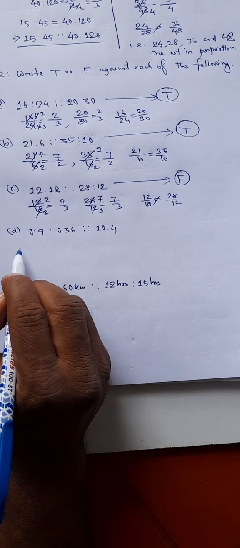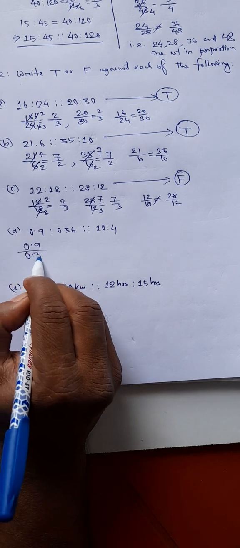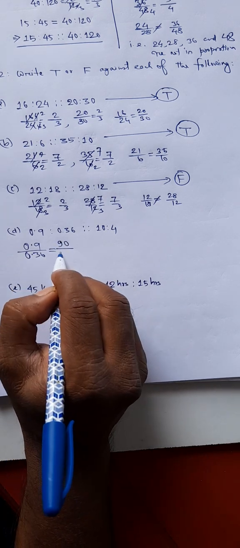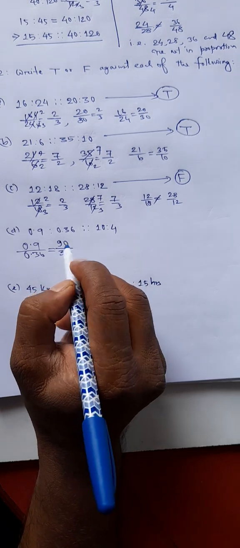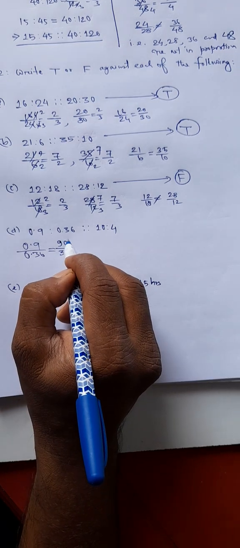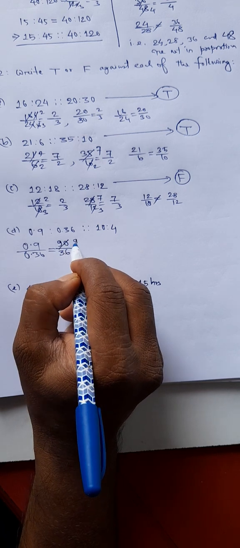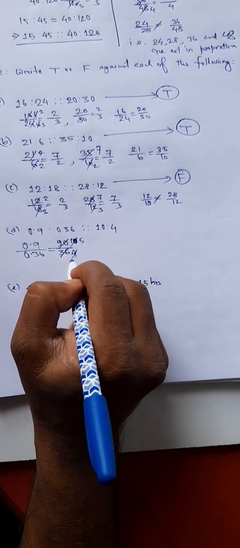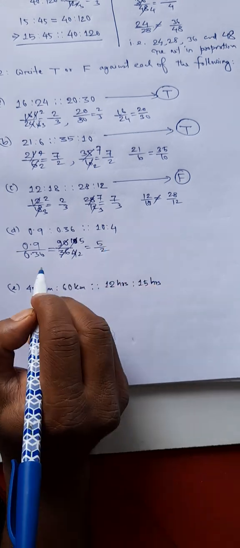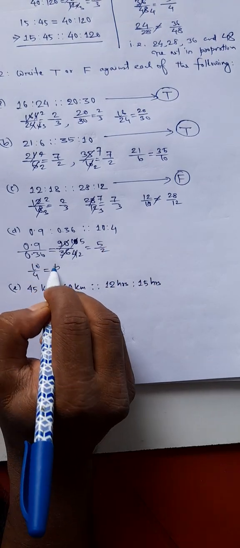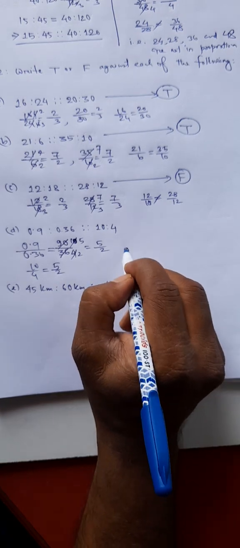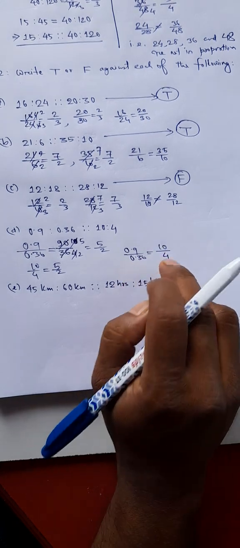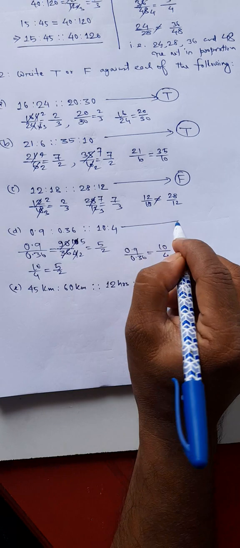Now let's check this. 0.9 by 0.36. If you multiply by 100, the numerator becomes 90. This becomes 36. Now both are divisible by say 9. 9 10s are 90, 9 4s are 36. 2 5s are 10, 2 2s are 4, so 5 by 2. Then 10 by 4 equals 5 by 2. Therefore 0.9 by 0.36 equals 10 by 4. A by B equals C by D. So these numbers are in proportion. This is true.